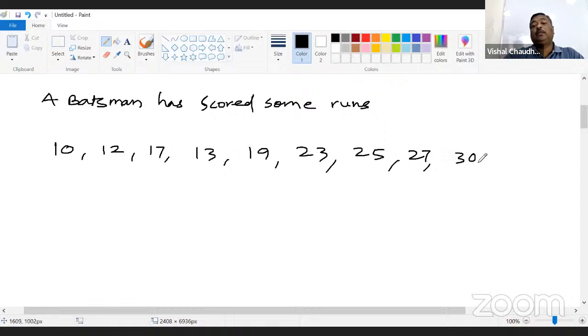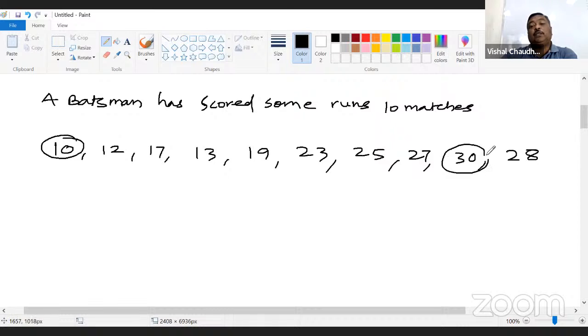I will take 30 and 28. Suppose a batsman has scored some runs in 10 matches. Now, how can we find out the average? We can either sum all the numbers and divide it by 10, or what I can do here is, what is my smallest observation in this? It is 10. And what is my largest observation here? It is 30.